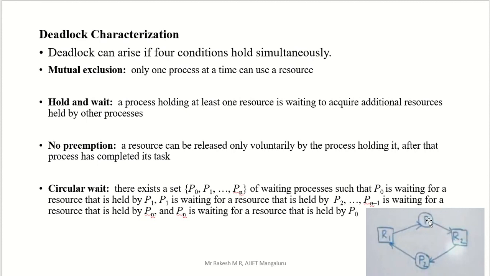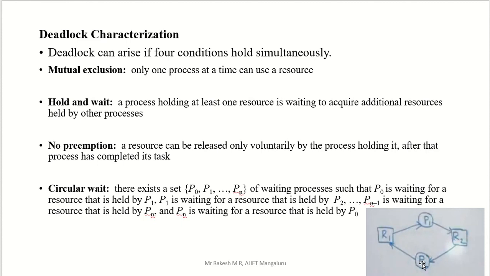The P1 process has one resource in hand, that is R1. But P1 also wants another; it is holding R1 and waiting for R2. It is a request. This edge is a request edge, and this edge is an assignment edge, that we can see in the next slide. Here P1 is waiting for R2, like this.